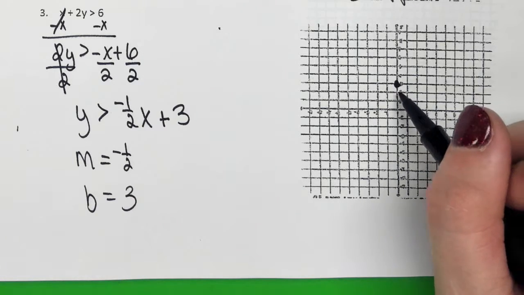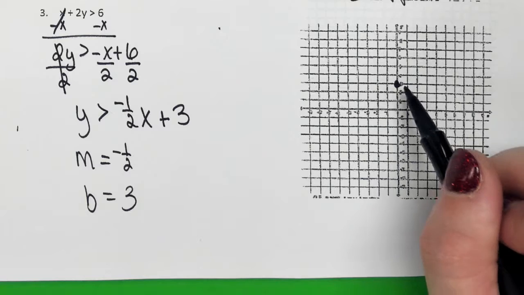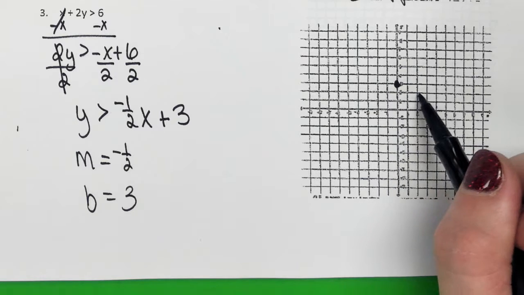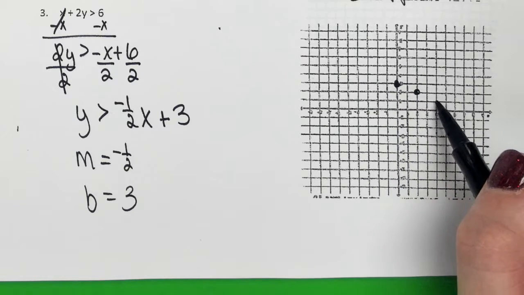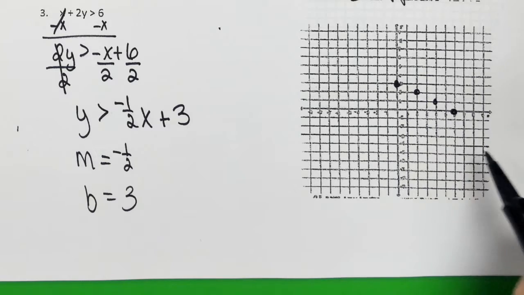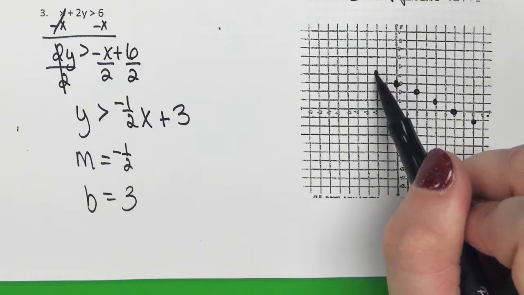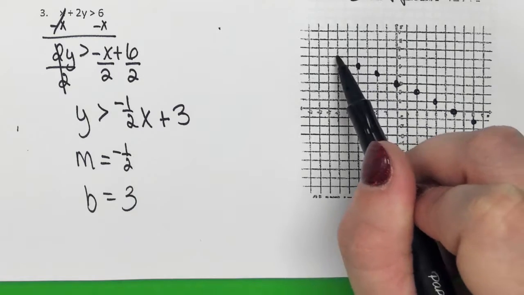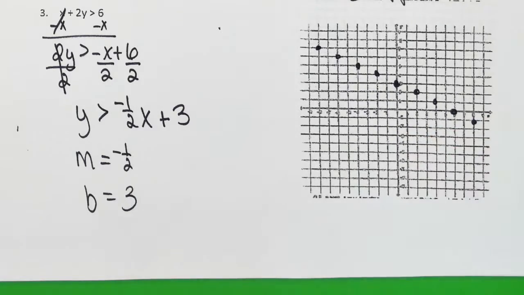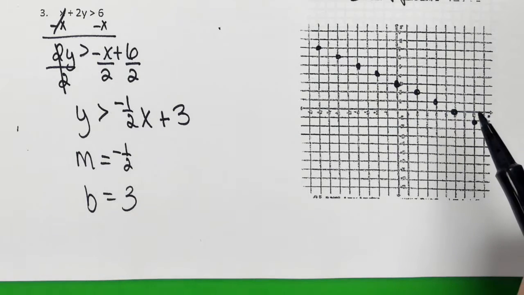Alright, so I'm going to go up 3 on the y-axis. And then negative 1 tells me to go down 1. Positive 2 tells me to go right 2. Or I can go up 1 and left 2. Make it as big as you can. That way it makes it easy to see where to shade.